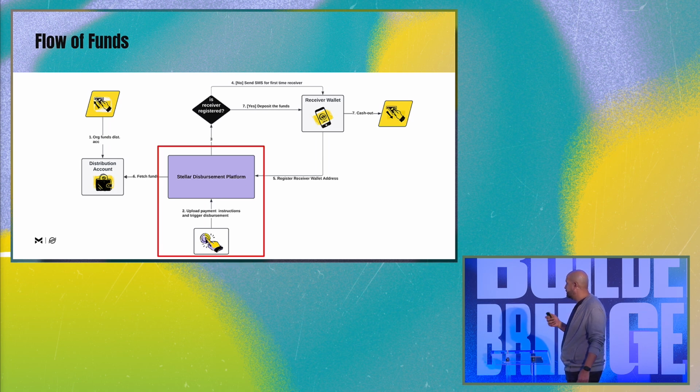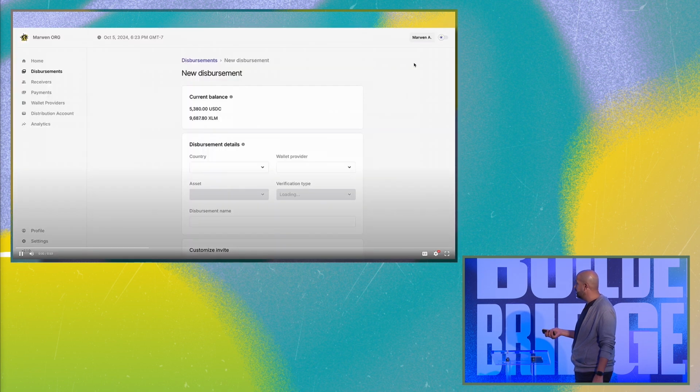So the second part, once your distribution account is funded, is uploading payment instructions and triggering a disbursement. Currently these payment instructions are a CSV file, because we built the SDP based on an actual need, and that was the starting point for us. Then we're working on adding more and more features to cover the remaining use cases. The first use case is uploading a CSV with the instructions: how much you're going to disperse, who you're going to disperse to, what the amount is, and how to verify that user. Once we do that, we trigger the disbursement. And this is what this demo, if it works, is going to show.